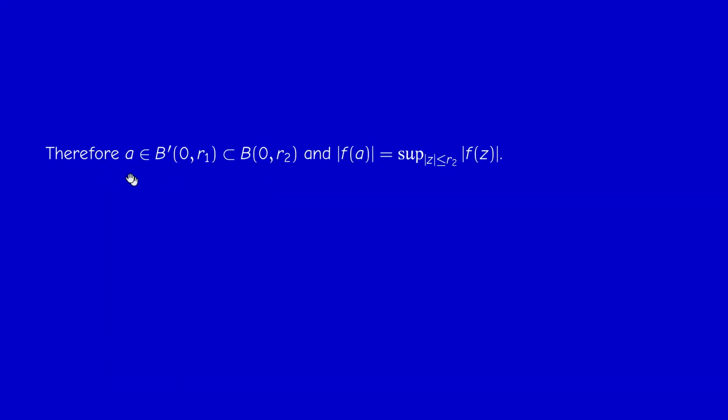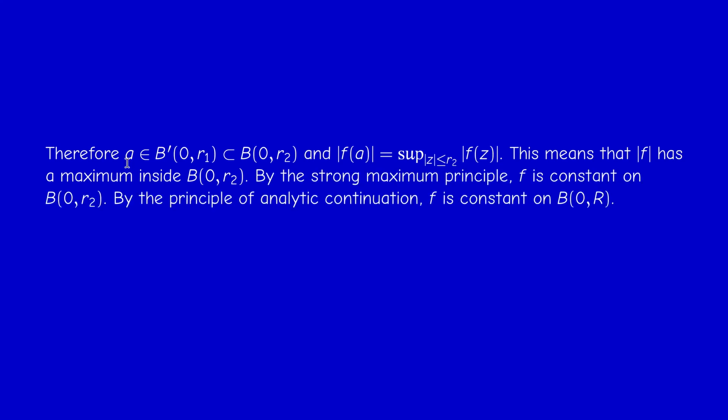So what do we have? The closed disk of radius r1 is contained in the open disk of radius r2, because r1 is strictly less than r2. So modulus of f achieves a maximum value at A. And therefore, by the strong maximum principle, f is constant on the bigger disk. Okay? And the principle of analytic continuation tells me that f is constant on the original domain of f. So we have B(0,r1) contained in B(0,r2) contained in B(0,r). Okay, so it's just an easy application of the strong maximum principle and the weak maximum principle. And this is a typical question in the exam.